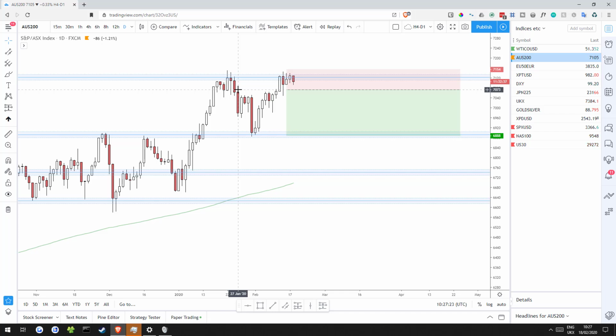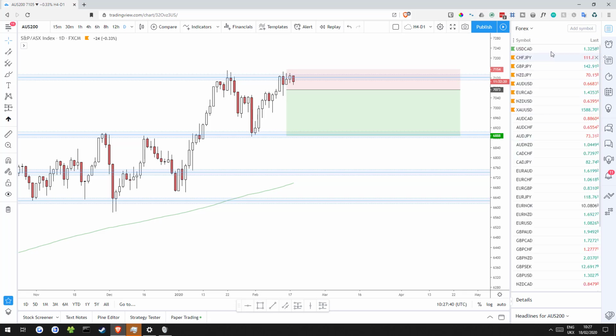So entry at around 70.73. You might not have access to trading this. If you don't, worry about it, but I'm just sharing it for those who do. So let's do a quick wrap up. We'll skip back over to Forex.